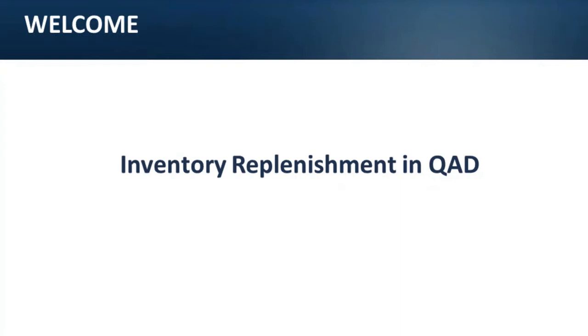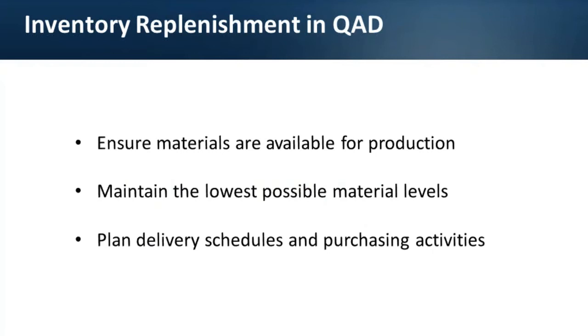Balancing between product availability and the need to minimize stock is a common challenge in today's competitive economy. We need to ensure that materials are available for production and at the same time maintain the lowest possible material levels. We need to review stocks and delivery schedules for hundreds of items and promptly update or create purchase orders. Those of you who work with material replenishment on a daily basis know how time-consuming this activity is.